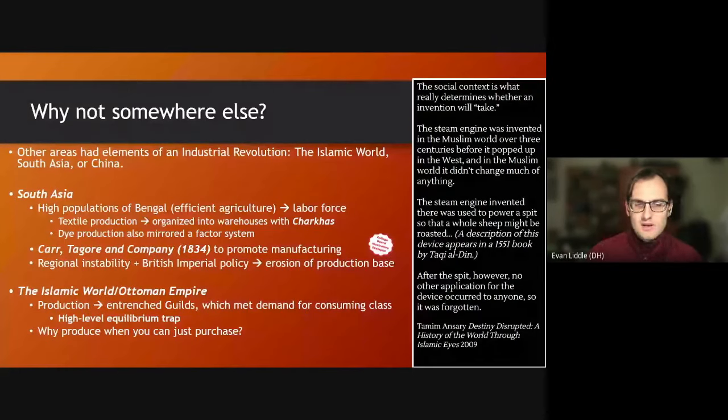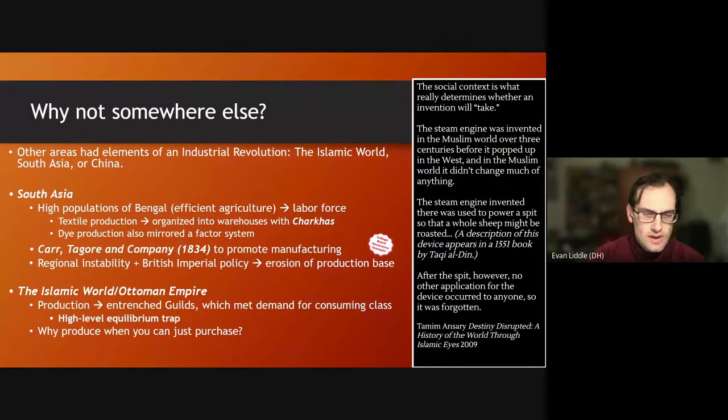We know that there existed large warehouses full of spinning machines known as charkha, which, if you've ever seen that famous picture of Gandhi, this is what he's spinning, his own homespun. That's on a charkha wheel. There was even a company set up by an English investor and the Tagore family in Bengal to promote manufacturing, Tagore and Company.